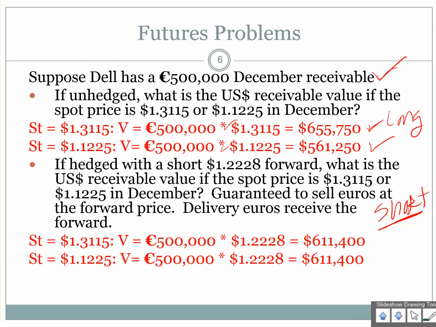So they're going to short 4 December euro contracts at the CME for 500,000 euros. And therefore, they are contractually obligated to deliver 500,000 euros at $1.2228. And now they are locked into receiving $611,400. So they are no longer exposed to the euro. They had a balance sheet long position in the euro, which they have then offset by taking a short position in the forward.